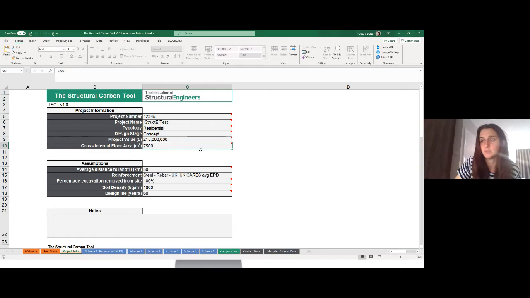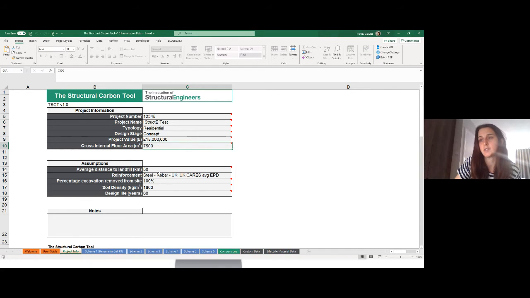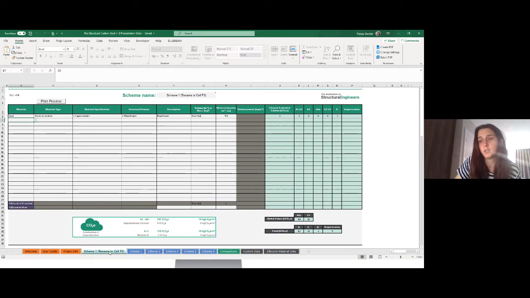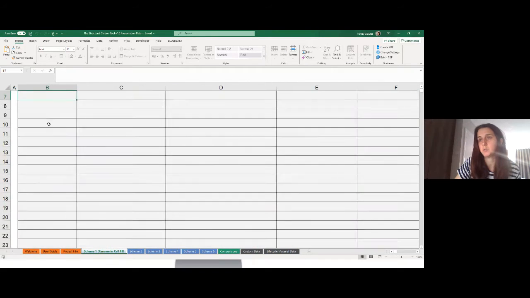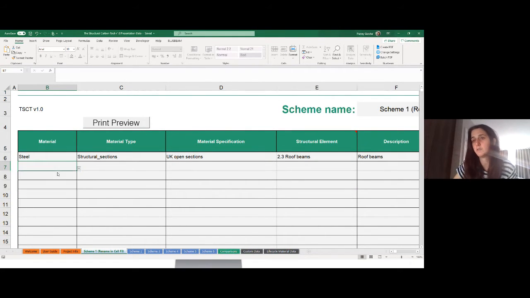And then the gross internal floor area is also needed to calculate carbon per square metre, and also for the C1 calculation. This table at the bottom here are assumptions which you can change if you wish, but otherwise just leave them as they are. So then we go on to the scheme input page. If I just zoom in quickly, it's really simple. You can go into material, select which material you're after. So let's do concrete, for instance.